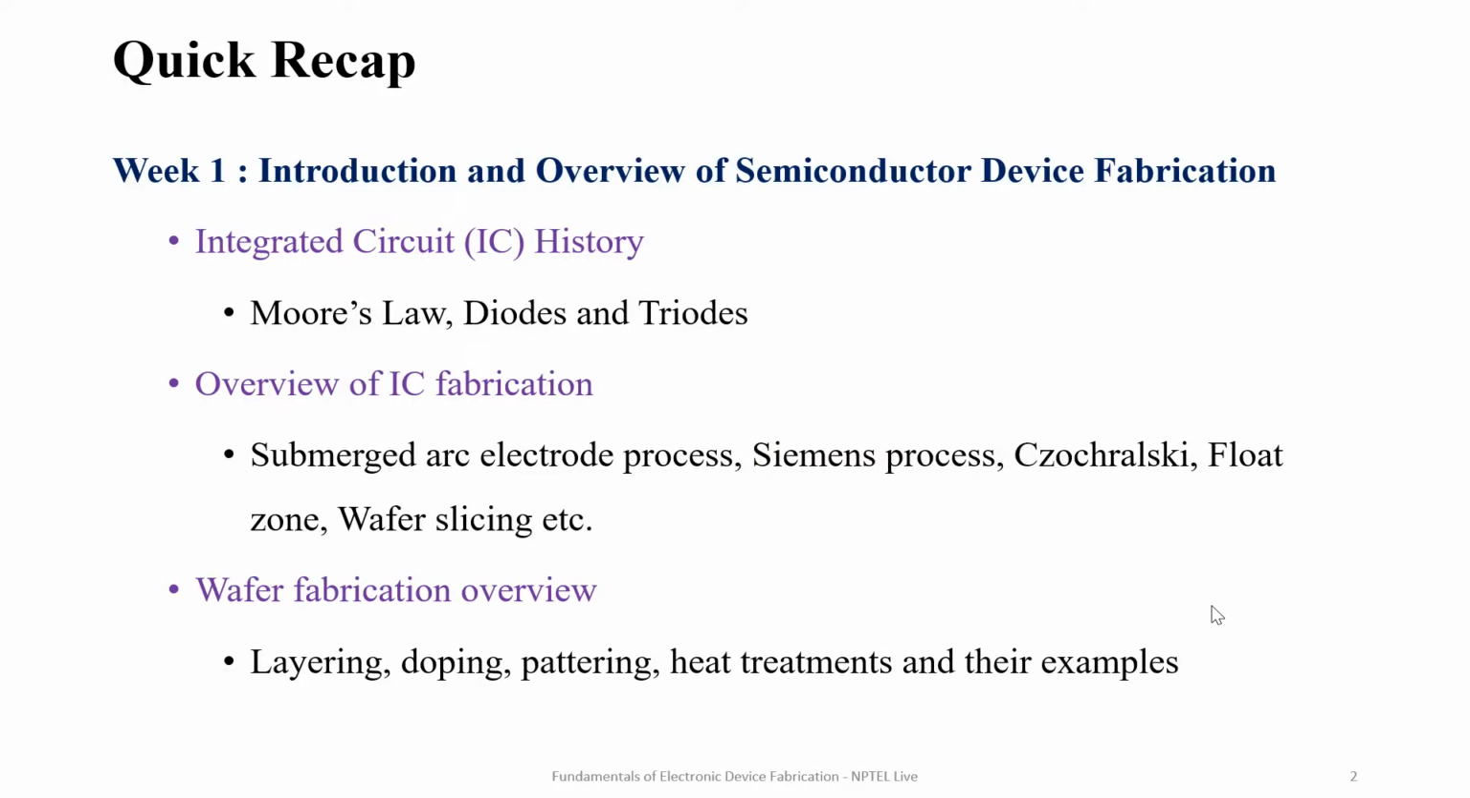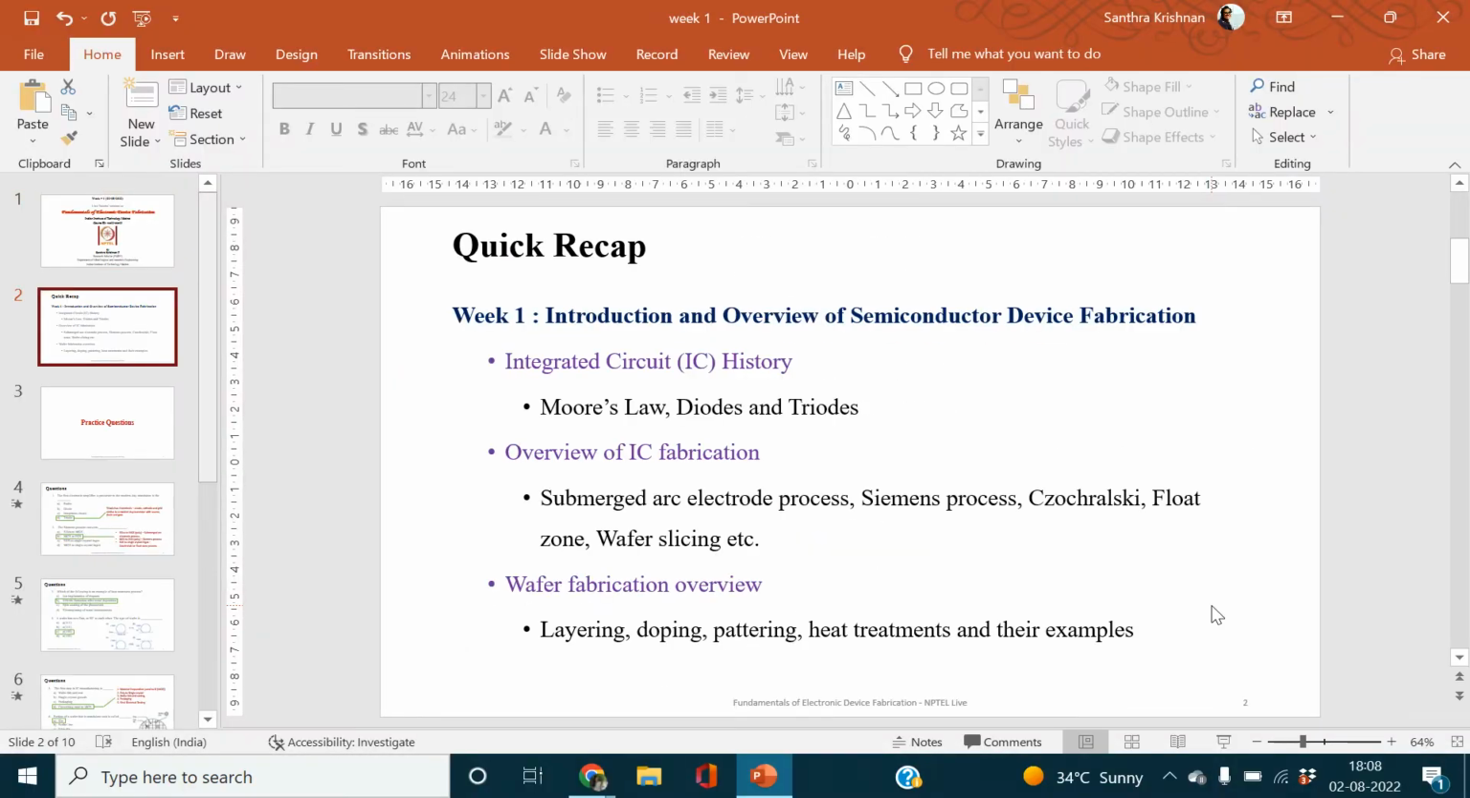First we'll go through a quick recap of what is in week 1. If you have gone through the contents of week 1, you might have noticed that we have gone through the introduction and overview of semiconductor device fabrication. We started with ICs in history, that is, we saw the different levels of integration and how this has progressed along the centuries. We saw Moore's law, the diodes and triodes, and what have been their precursors and what will be their successors. And then we saw an overview of IC fabrication.